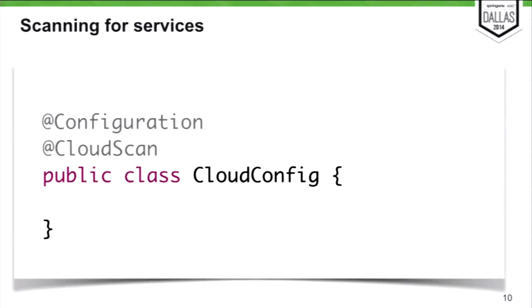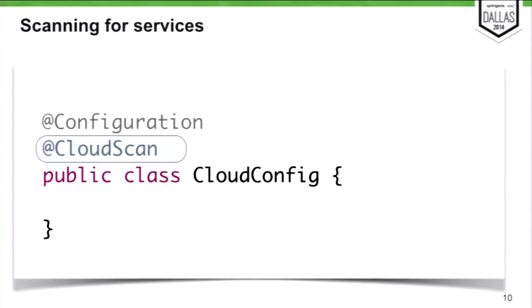So all you do is you create a configuration like this, and you don't have to have a special class. You can just tag on to any existing class. And you simply add Cloud Scan annotation. What it does is it scans your services bound to your application, creates a bean for each service, and puts it into your application context. It additionally creates a bean for application instance info and puts it into your application context.